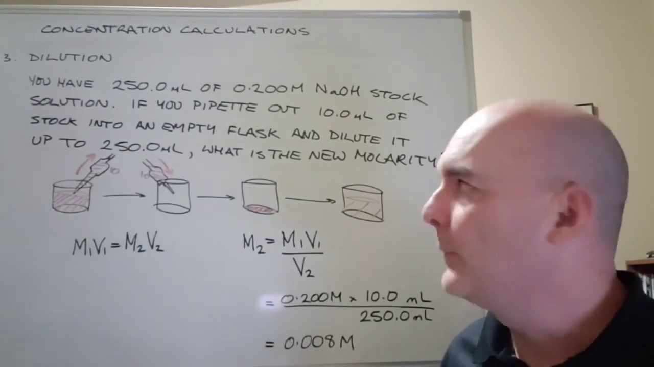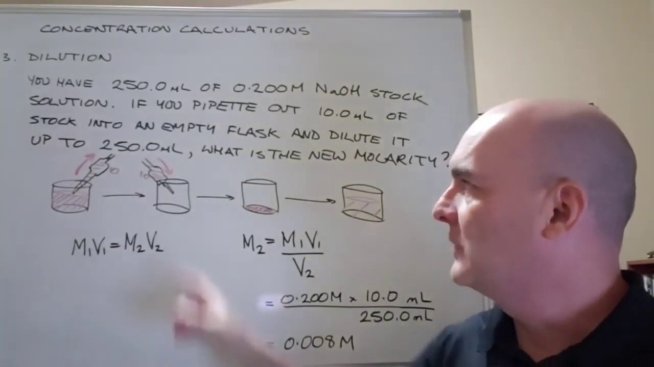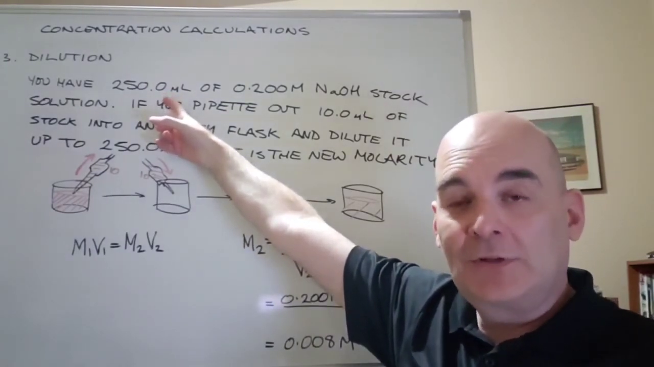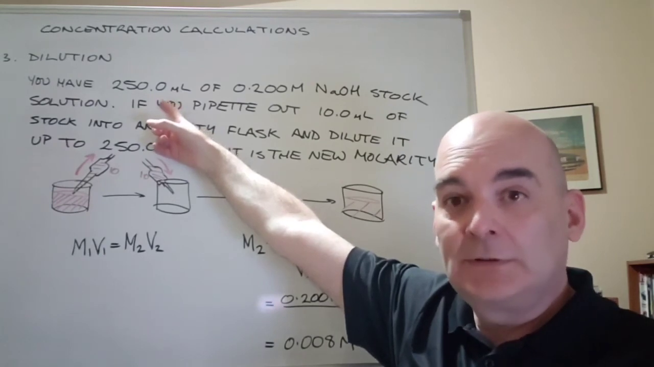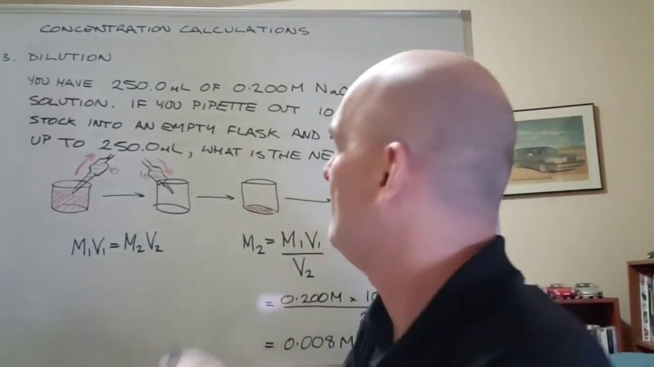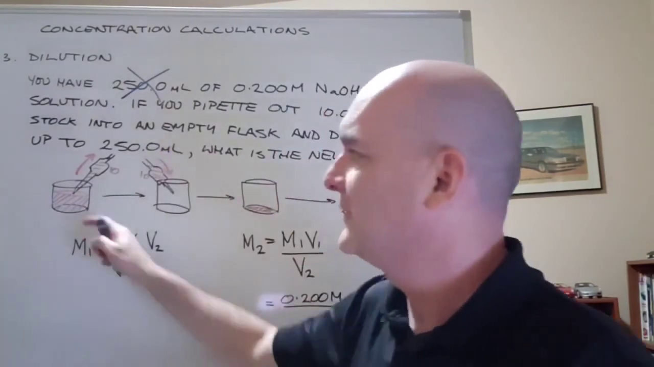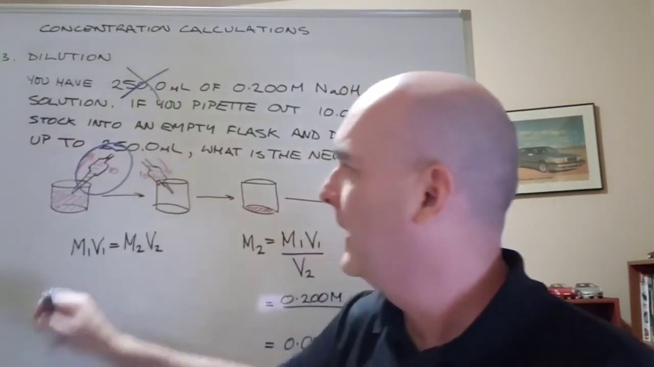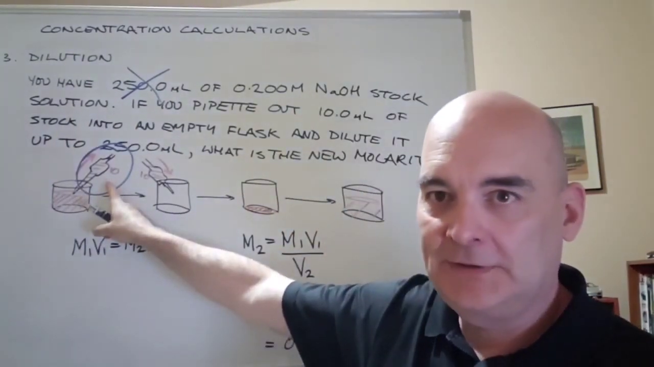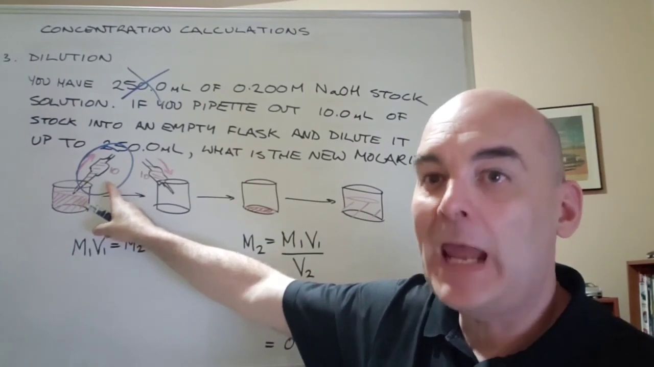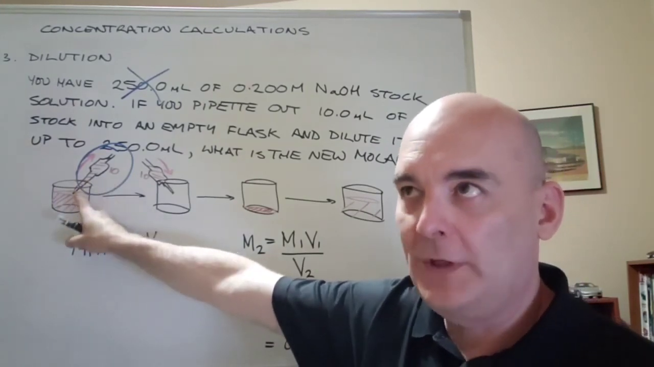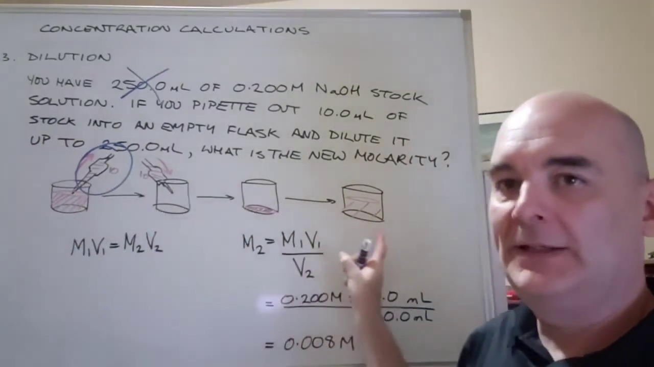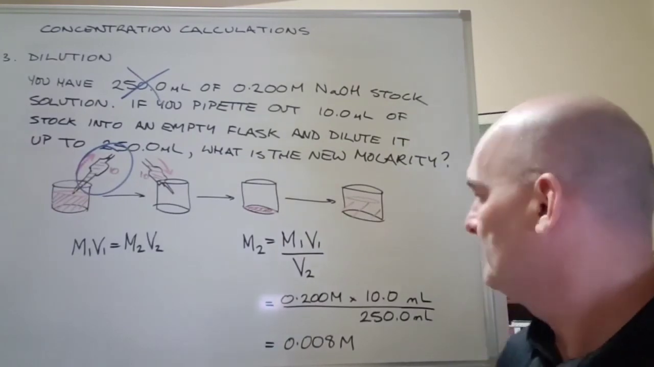These questions usually come with a little bit of a trick. And the trick was, we told you at the beginning that there were 250 milliliters of the stock solution. That doesn't matter, because I didn't use that 250 milliliters. What I used was the 10 milliliters. So I took 10 milliliters of 0.2 molar solution and diluted that 10 milliliters up to 250.